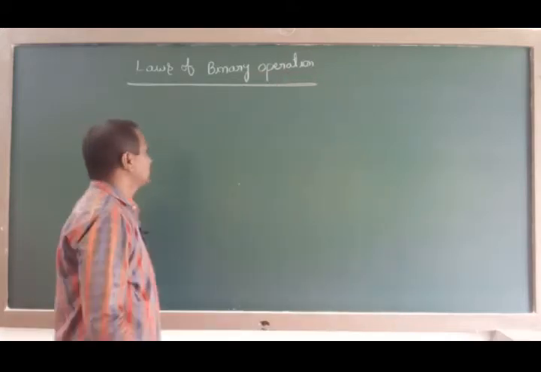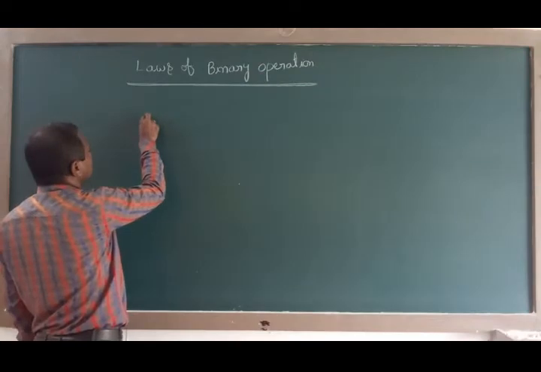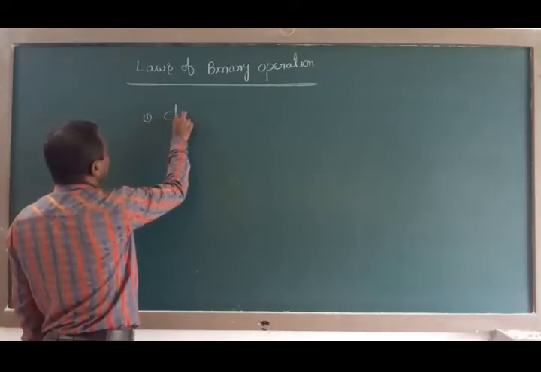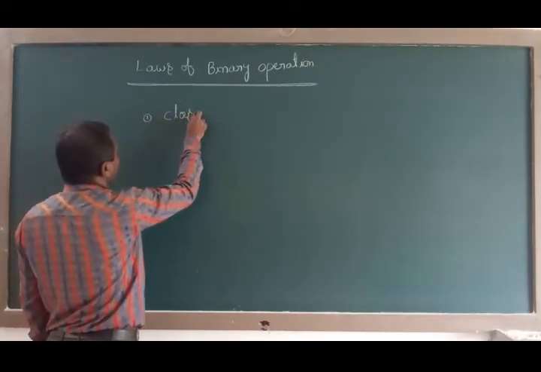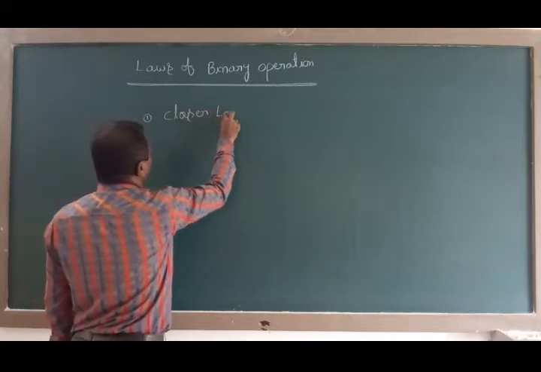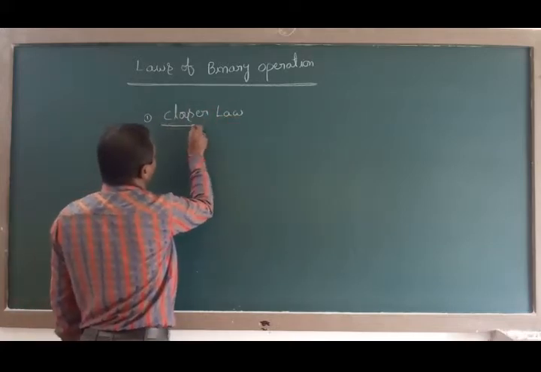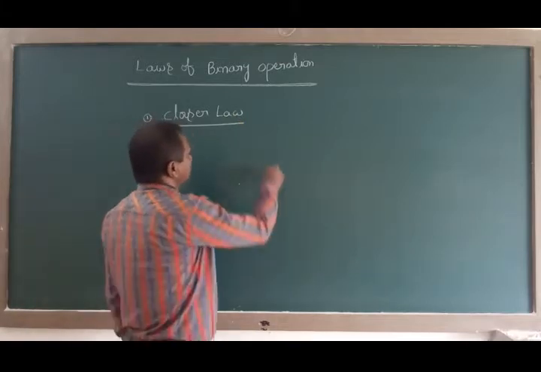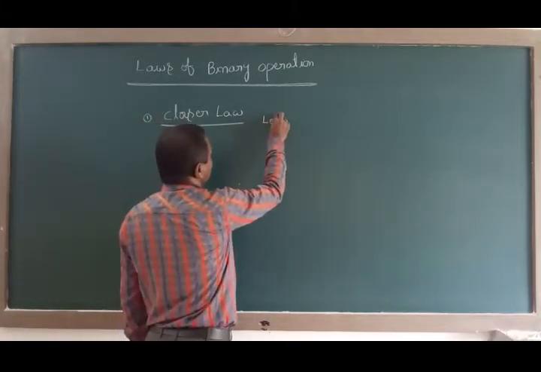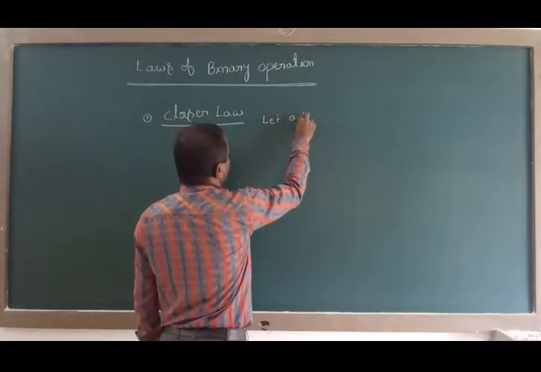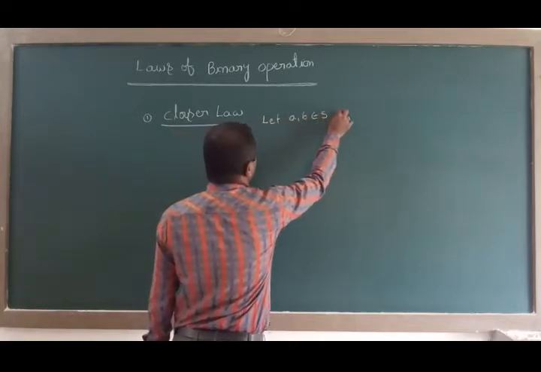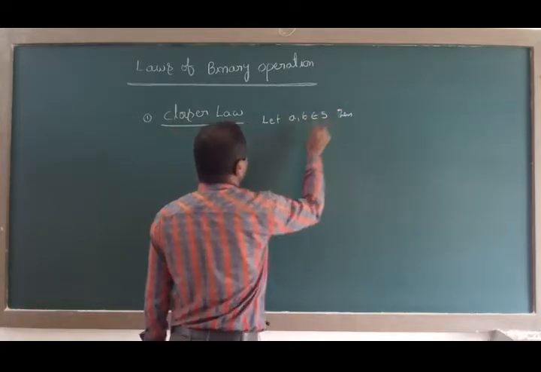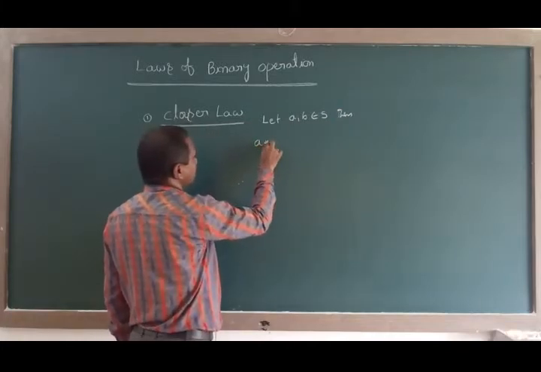See, the first one is the closure law. Closure means here, let A, B belong to capital S, then A star B belongs to capital S here.